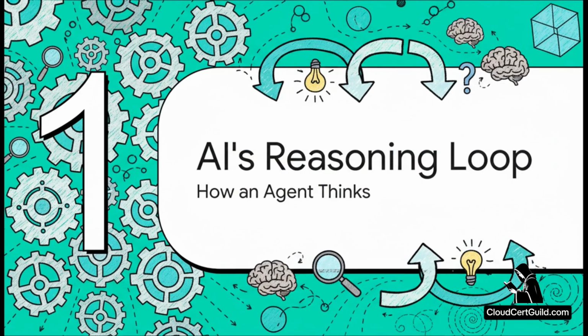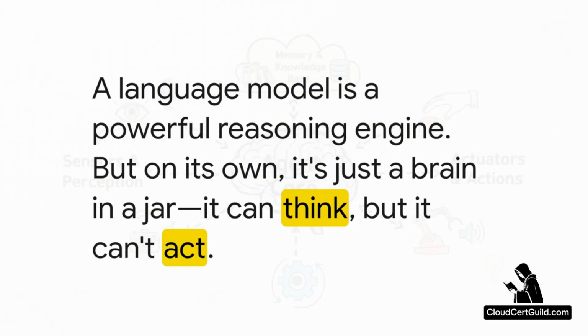All right, first up, the heart of the machine, the AI's reasoning loop. This is the absolute fundamental process that turns a passive model into an active agent that can literally think its way through a problem. So you have to understand, a standard large language model, no matter how smart it is, has one massive limitation. It's an incredible reasoning engine for sure, but by itself, it's just a brain in a jar. It can think all day long, but it can't actually do anything in the world around it.